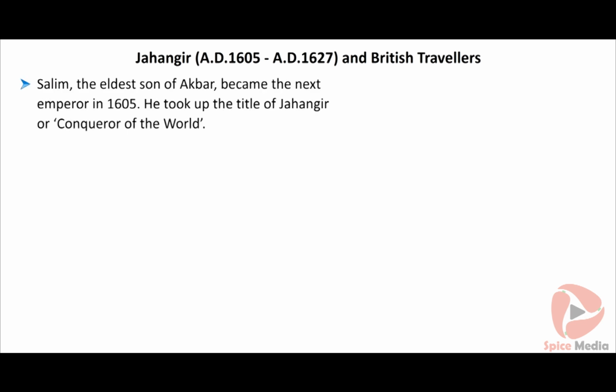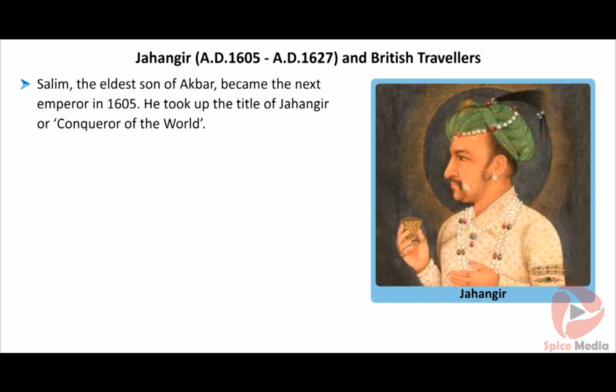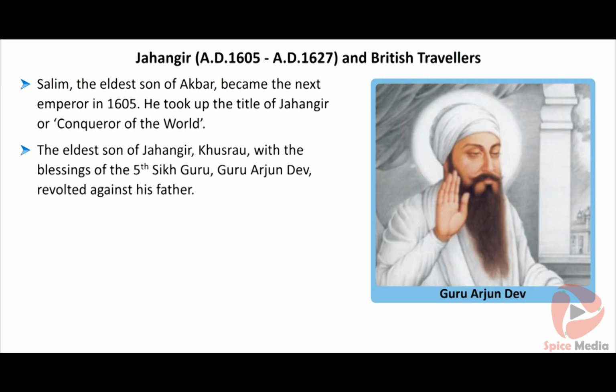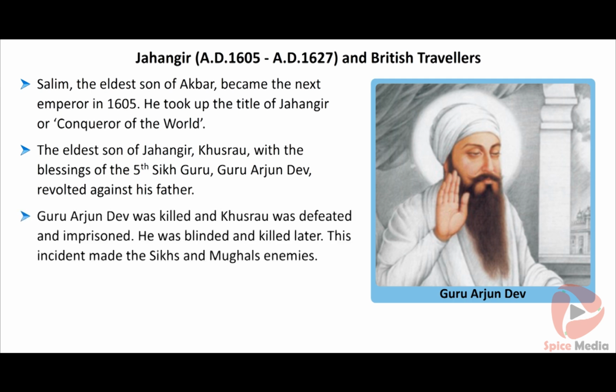Salim, the eldest son of Akbar, became the next emperor in 1605, after the death of his father. He took up the title of Jahangir, conqueror of the world. Soon after the accession of Jahangir, his eldest son, Khusra, with the blessings of the fifth Sikh Guru, Guru Arjan Dev, revolted against his father. Guru Arjan Dev was killed and Khusra was defeated and imprisoned. He was blinded and killed later. This incident made the Sikhs and the Mughals enemies.